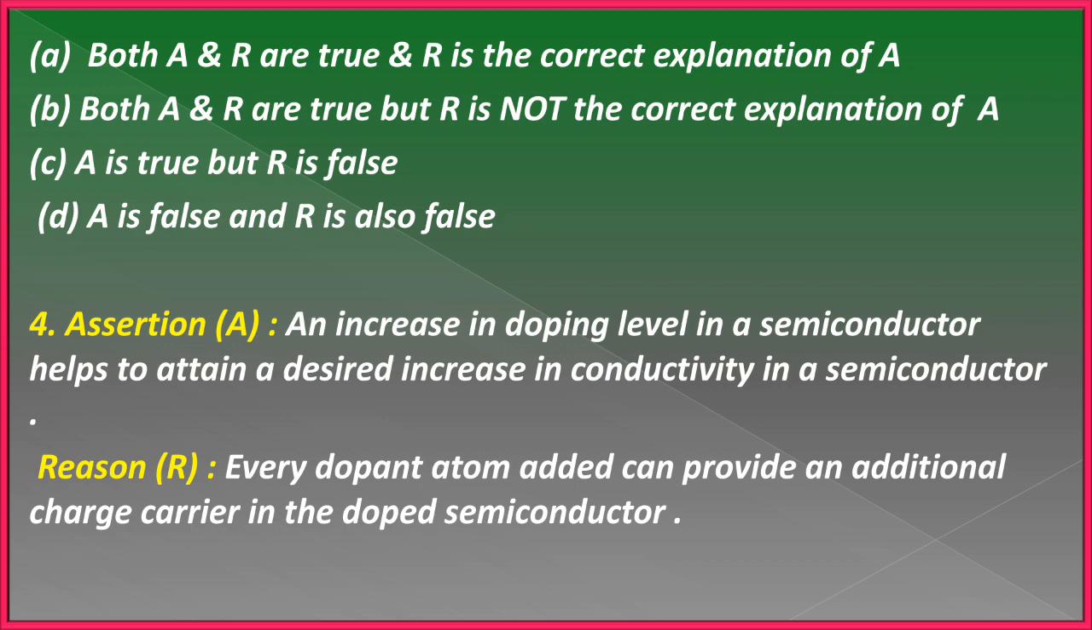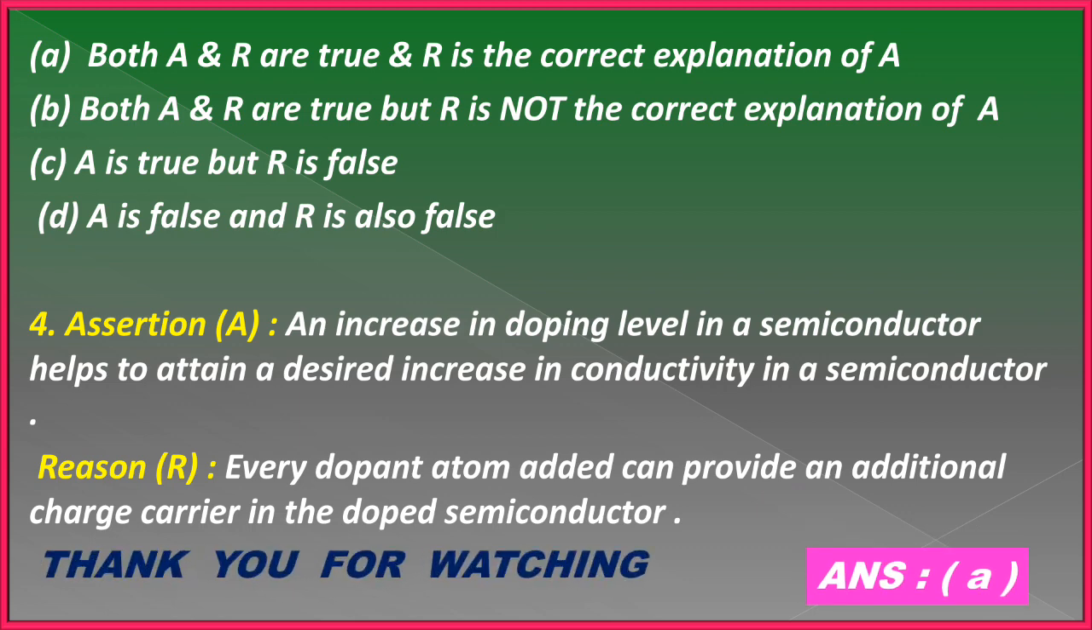Next question, question number 4. Assertion. An increase in doping level in a semiconductor helps to attain a desired increase in conductivity in a semiconductor, and its reason, every dopant atom added can provide an additional charge carrier in the doped semiconductor. Correct answer A. Both assertion and reason are true, and reason is the correct explanation of A.